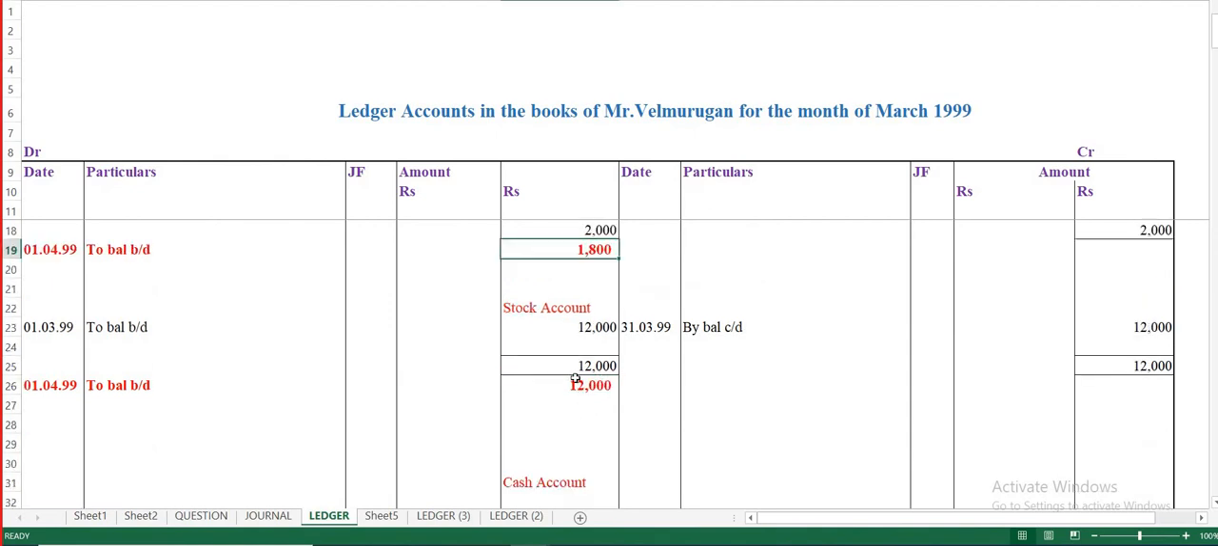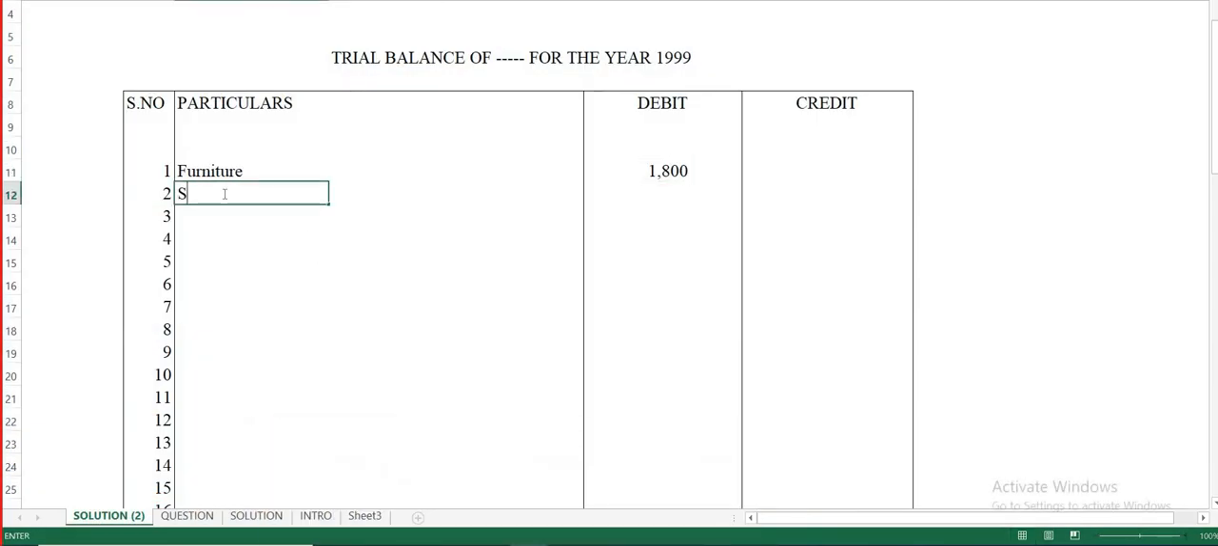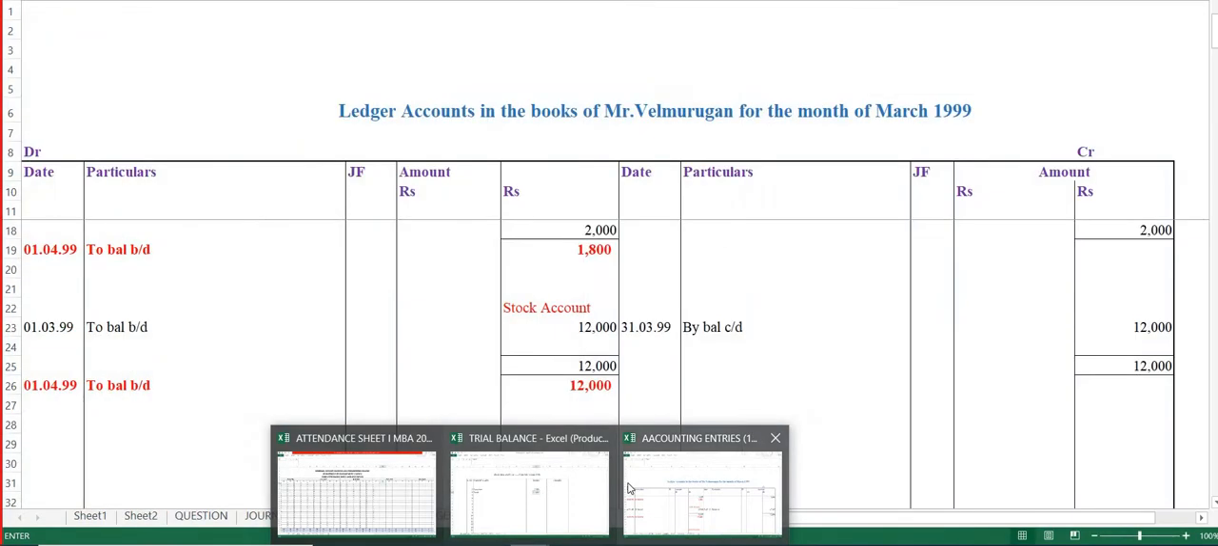Next, moving to the stock account. If you see, it again has its balance on the debit side, so in the trial balance it has to be given in the debit column. So stock you have to mention and give it as 12,000, whatever amount is given there. That amount has to be entered.